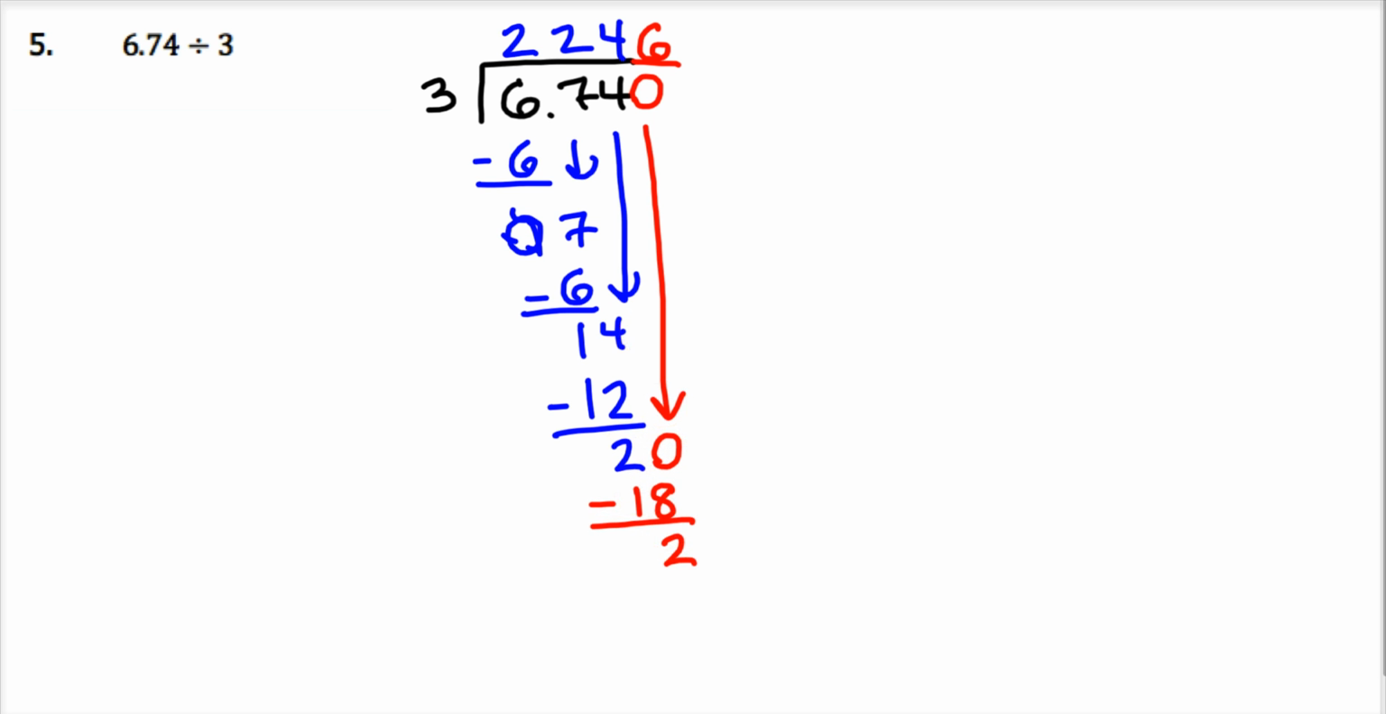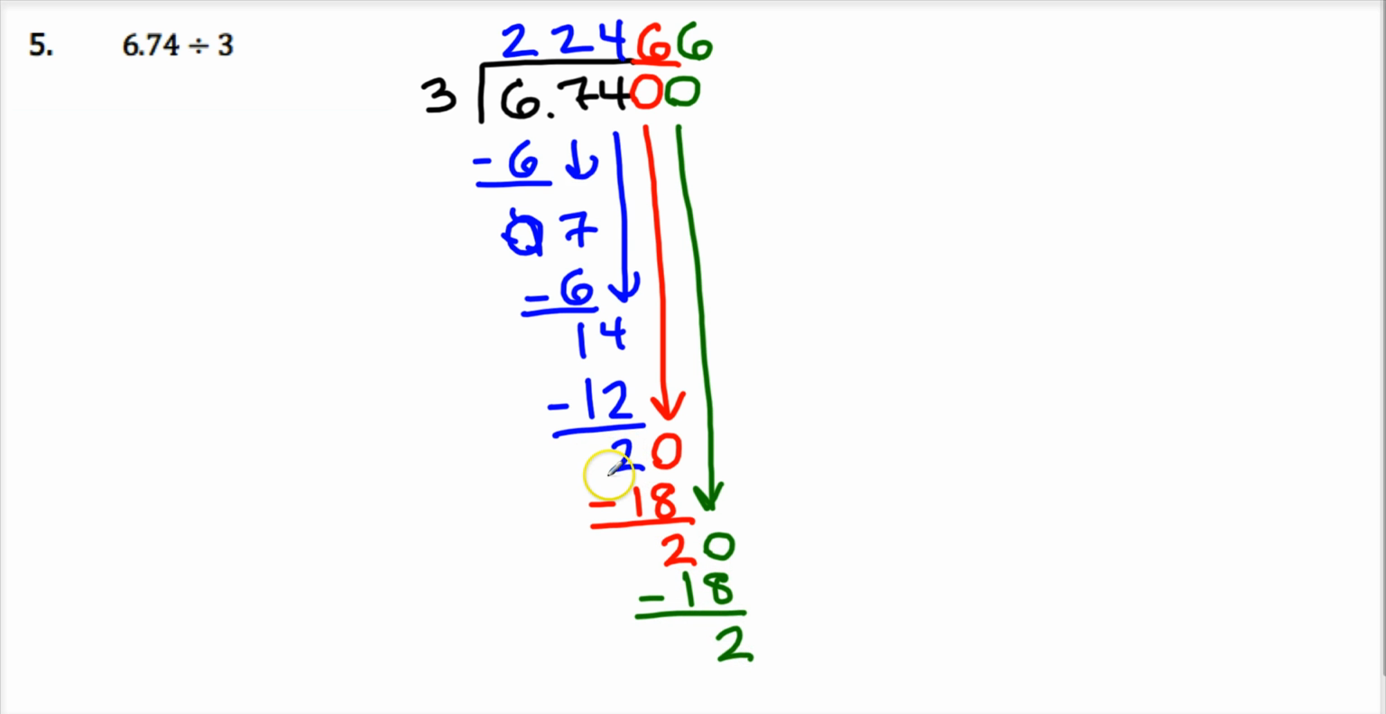Again, I can add another 0 at the end, bring it down, and continue this process. 3 goes into 20 6 whole times. 6 times 3 is 18. Subtract and I get a 2.